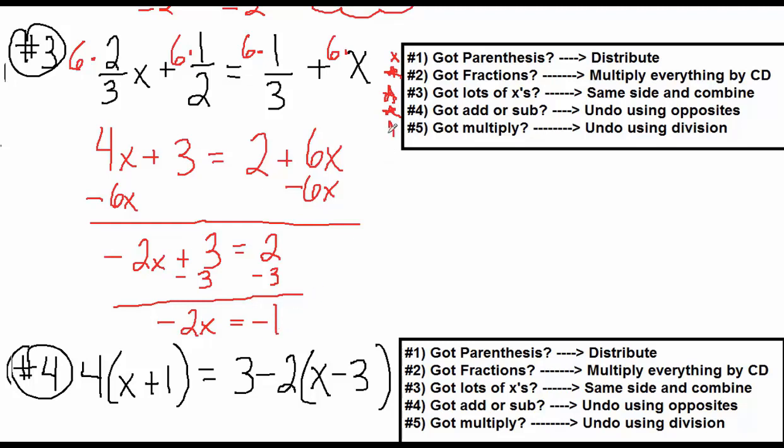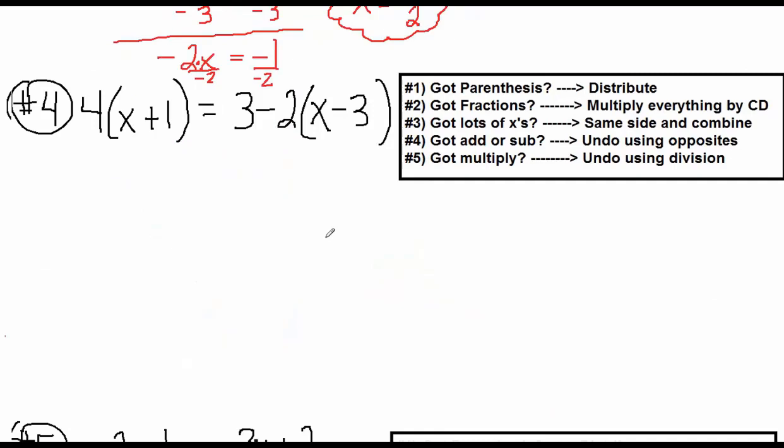And so in my last step, I've got multiplication. I do have a times by negative 2. So I'm going to divide both sides by negative 2. My final answer comes out to be negative 1 divided by negative 2. A negative divided by a negative is going to be positive. So my answer is x equals 1/2. We're rocking it. Let's keep going here.